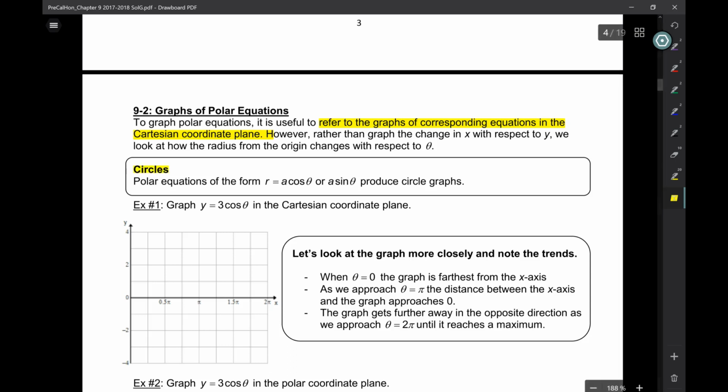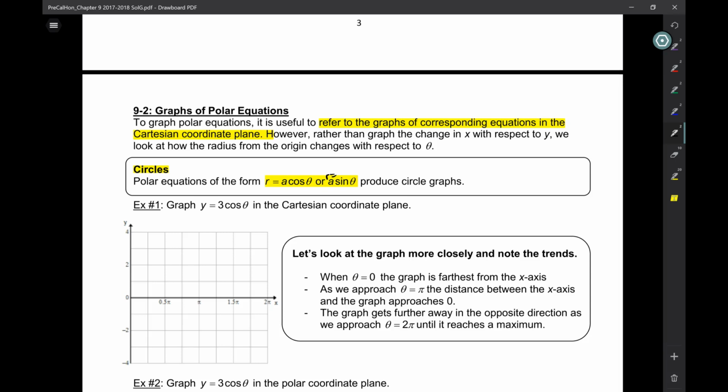Okay, so the first example is circles. I know we did a very basic circle before. Now we're going to do a little bit of the more advanced ones. These have the form r equals a cosine theta, or r equals a sine theta, and those produce circle graphs. What we're going to do first is graph 3 cosine theta in a Cartesian coordinate plane.